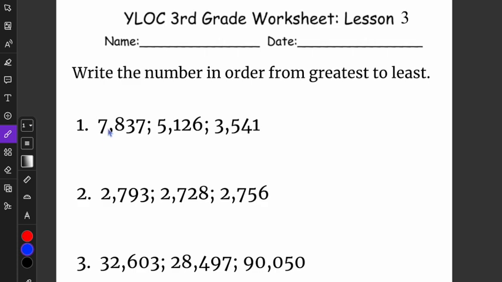So for the first number, its thousands place is 7. And for the second number, it's 5. And for the third number, it's 3. They're all different, so we can start ordering them. Since 7 is greater than 5 and 3, the first number must be the greatest. And since 5 is in between 3 and 7, it has to go second. And since 3 is less than both 5 and 7, 3,541 has to go last, meaning that it's the least number.